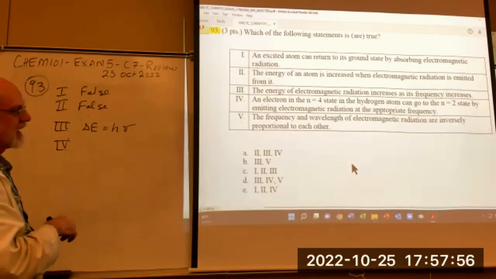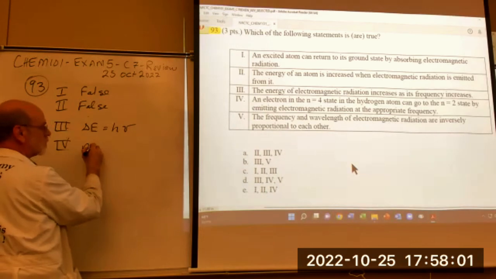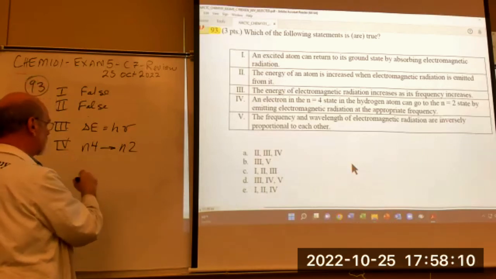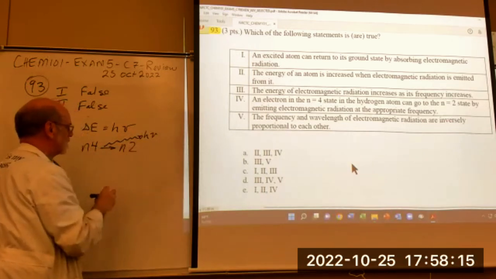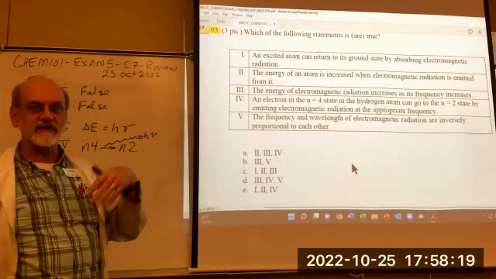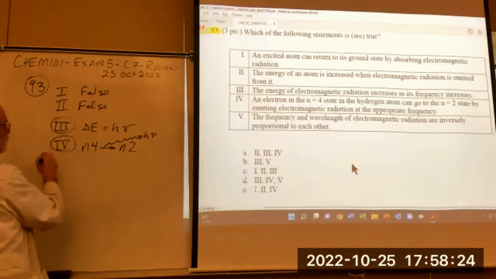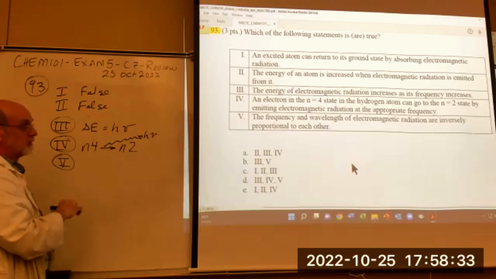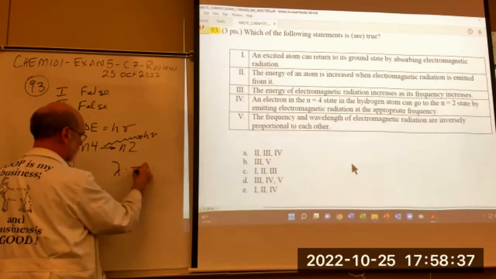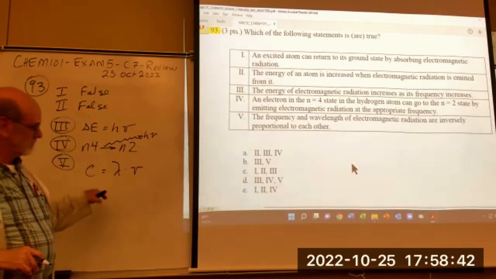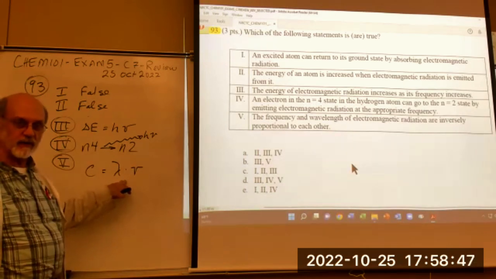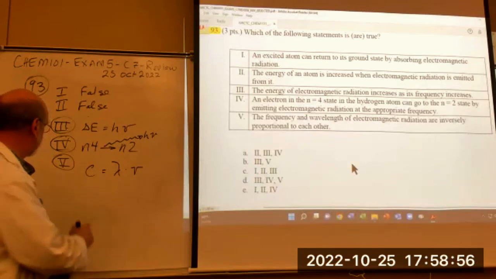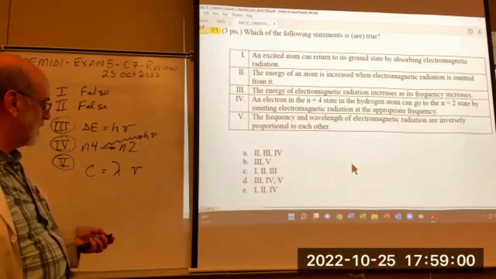An electron in the n equals 4 state in a hydrogen atom can go to the n equals 2 state by emitting electromagnetic radiation at the appropriate frequency. So when it does that, yes, that's true. As it drops from a higher energy level to a lower, it has to give up energy. That one is also true. How about this one? 5. The frequency and wavelength of electromagnetic radiation are inversely proportional to each other. Well, how are they related? Wavelength times frequency is equal to what? Speed of light. A constant. So whenever you get a product of two variables equal to a constant, they are inversely proportional to one another. In other words, if this one goes up, that one has to go down to keep this one constant. That one is also true. So the answer is 3, 4, and 5 right here.